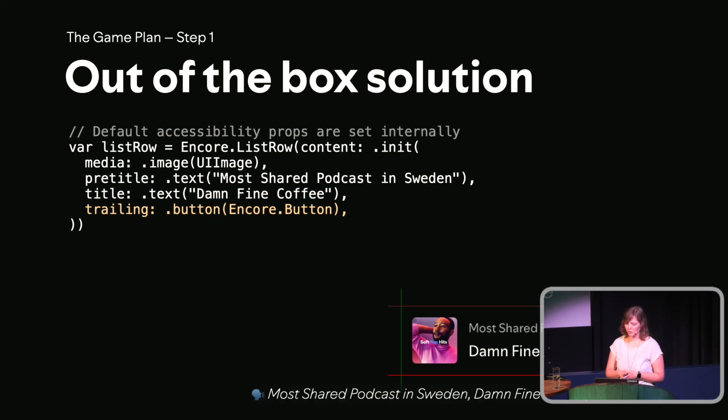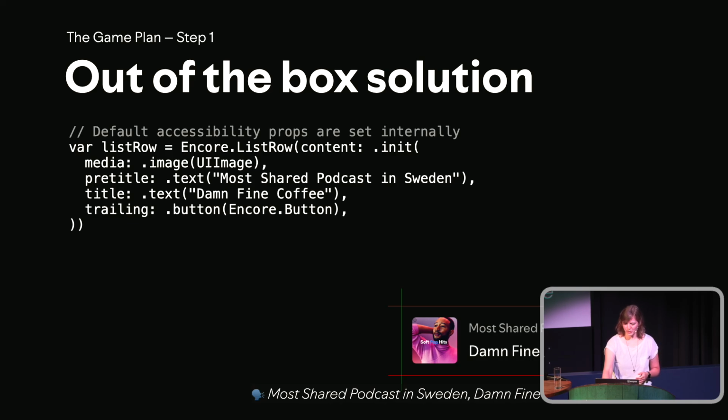Okay, and then we have a trailing slot where we add a button. Internally we know this is a button, so we add it as a custom action. So VoiceOver is going to announce actions available. So you can actually write all that code without having a clue about accessibility.